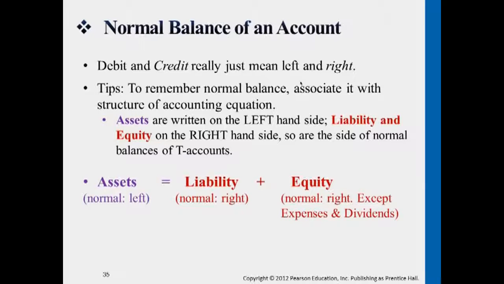So for an asset account, is debit the normal balance or is credit the normal balance? It will be debit, right? What about revenue? Revenue is a stockholders' equity account, and the plus side would be the credit side. So the revenue account's normal balance would be the right side. Normal balance is just referring to the plus side of the equation.